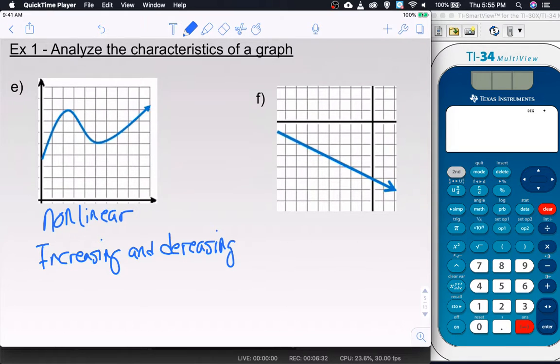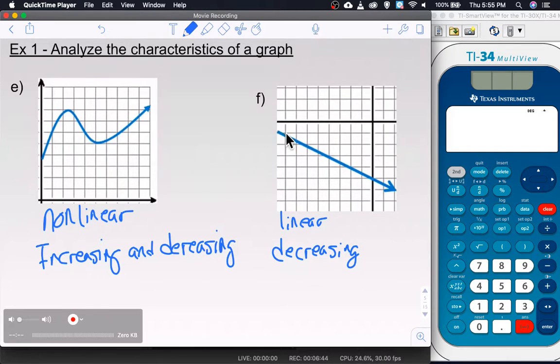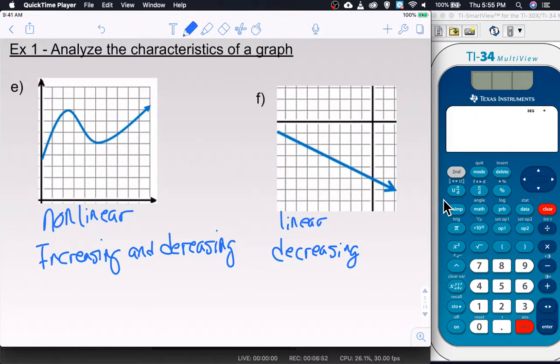Letter F is not nonlinear. It is linear. It is a straight line. And it is strictly just decreasing, because it's decreasing at a constant rate. That's another way we could say this. It's linear, decreasing at a constant rate. The slope is the same everywhere. So we could say it's decreasing at a constant rate.